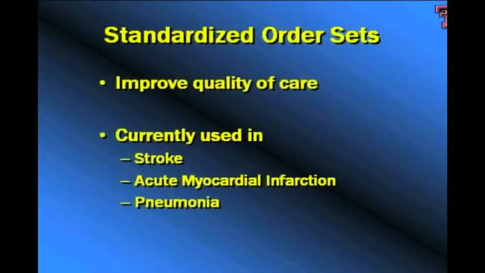One way to do this is to use the standardized order set. The standardized order set is a list of orders created based on the latest recommendations and guidelines. It has been shown to improve quality of care and also reduce medical errors in various medical conditions, including stroke, acute myocardial infarction, and also community-acquired pneumonia. However, the impact of a standardized order set on patients with cirrhosis and acute variceal bleeding has never been evaluated before.